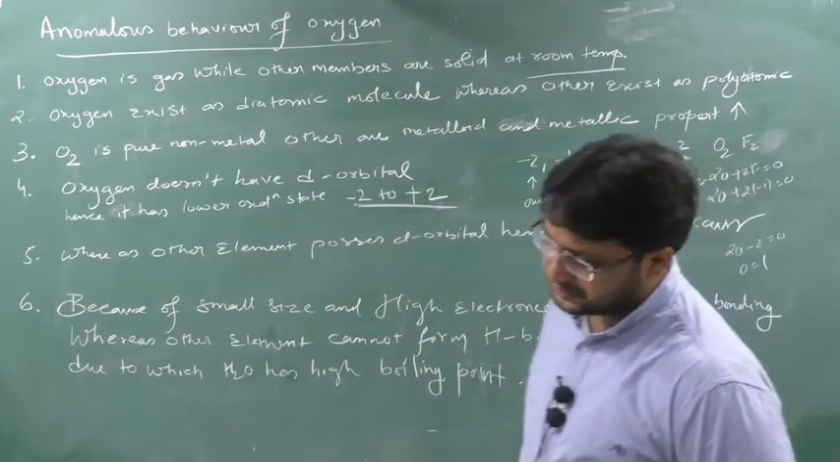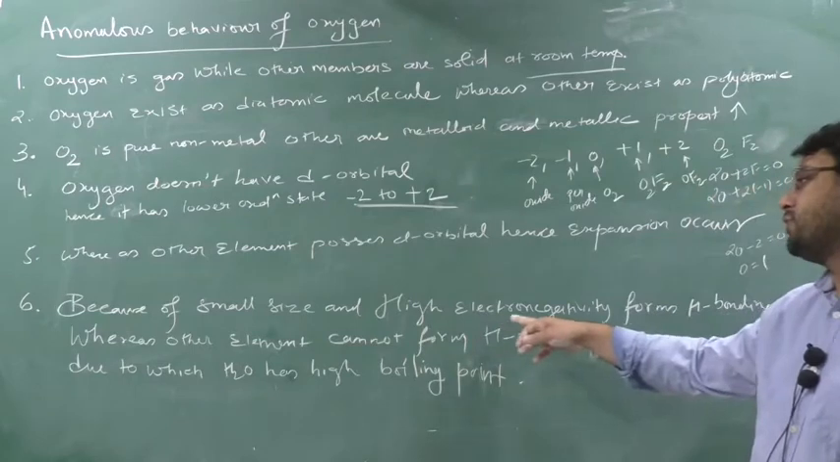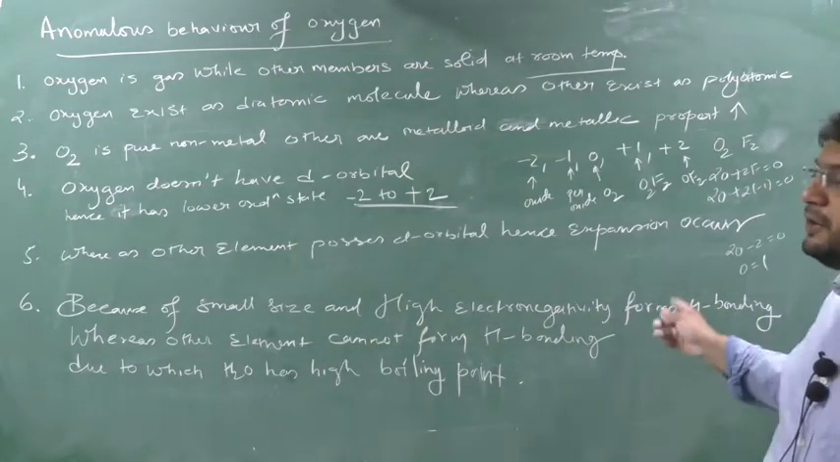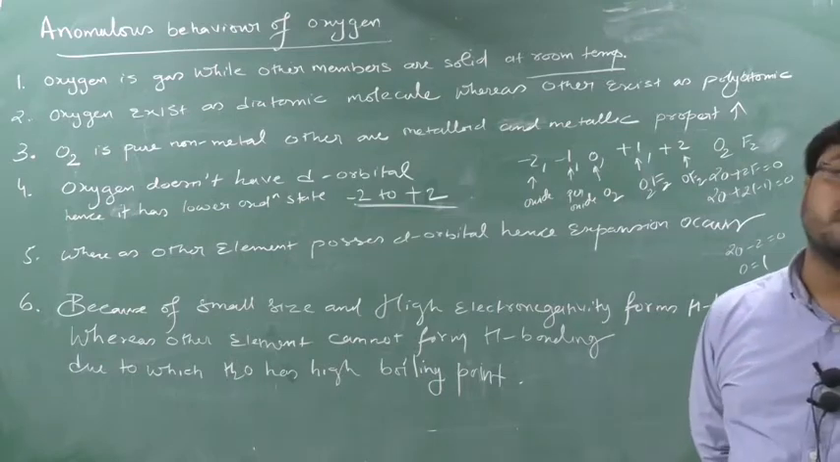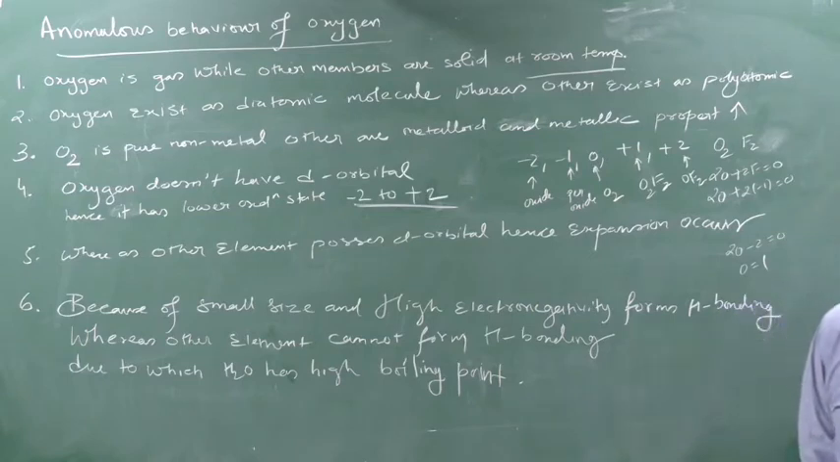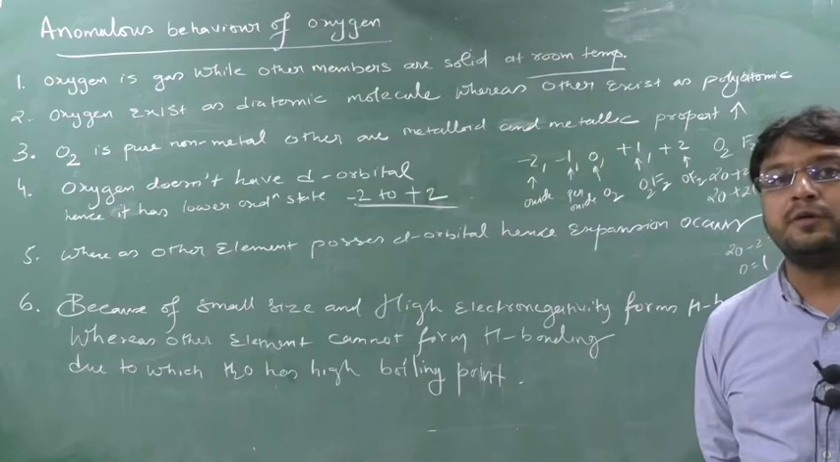Clear? Next, oxygen has a small size and high electronegativity. Due to this reason, it forms H bonding with other molecules, like I told you in the last class also. As oxygen is small in size and highly electronegative in nature, it is capable of forming H bonding. That's why water is a compound of oxygen. So in water there is an oxygen, and this oxygen will do hydrogen bonding with other water molecules and form a cluster.